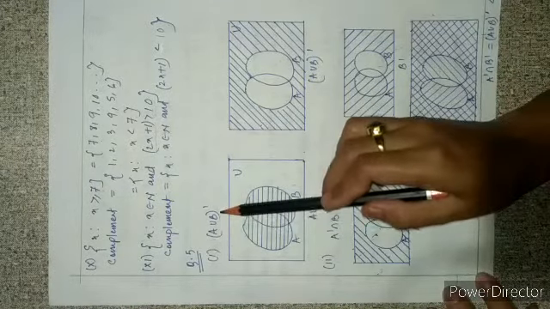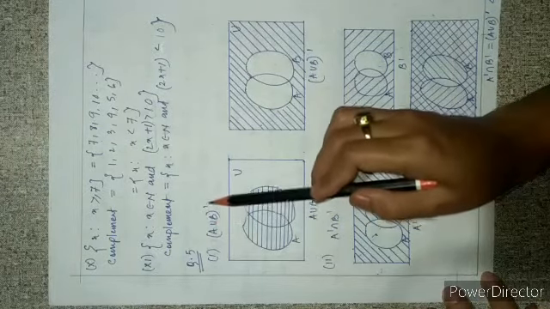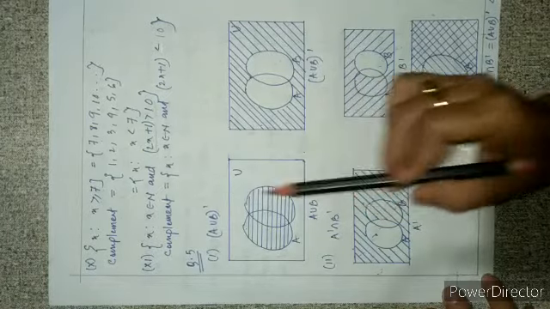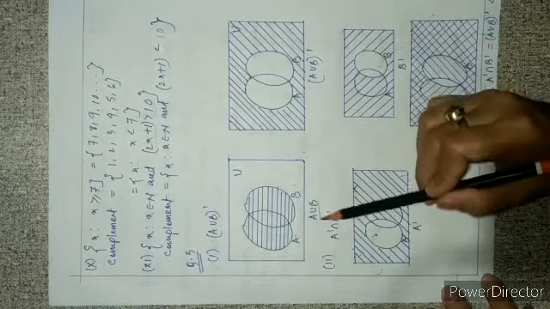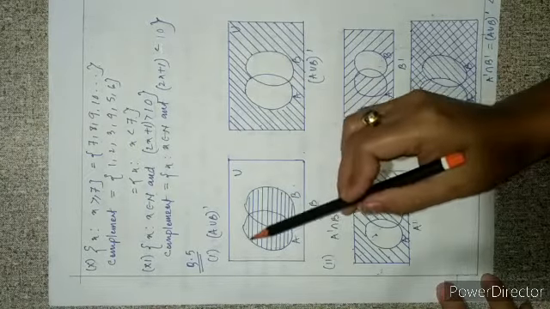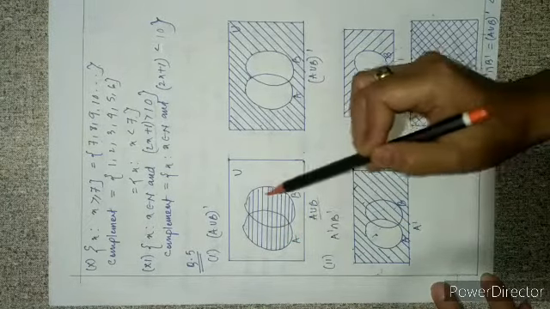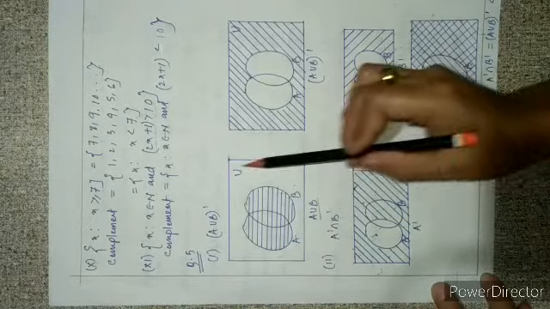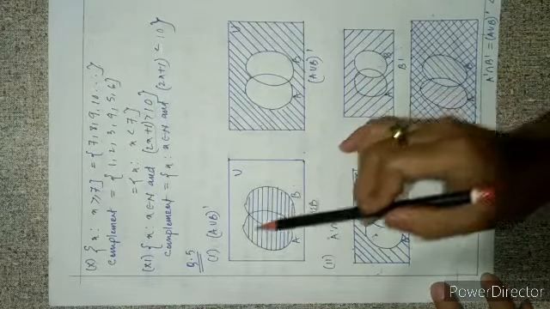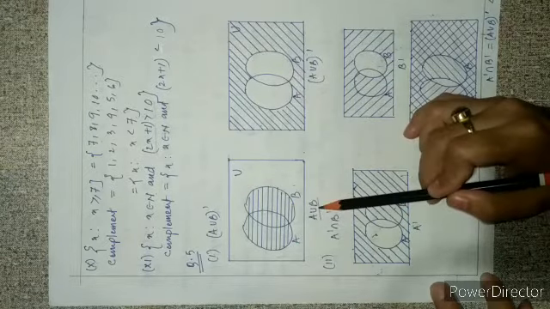Number 1, here we have to draw the Venn diagram of A union B complement. First we have to draw the diagram representing A union B. First, draw a circle representing set A and a circle representing set B, and this rectangle represents the universal set U. This shaded portion represents A union B.